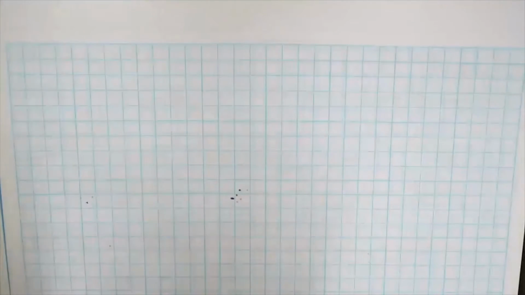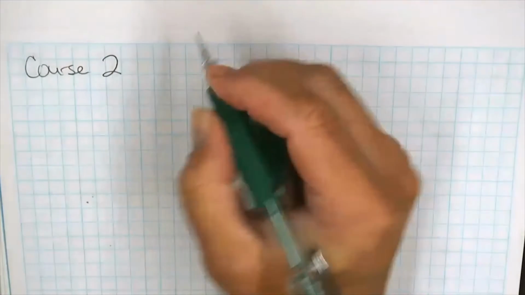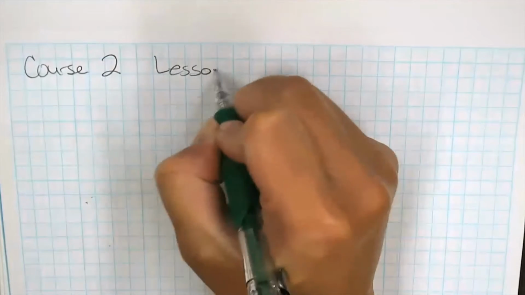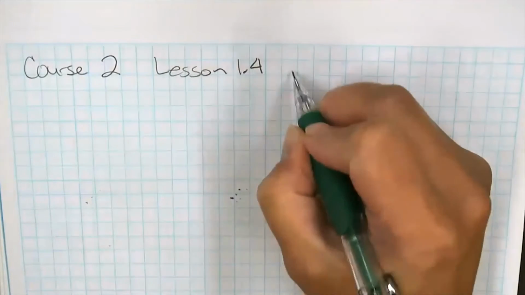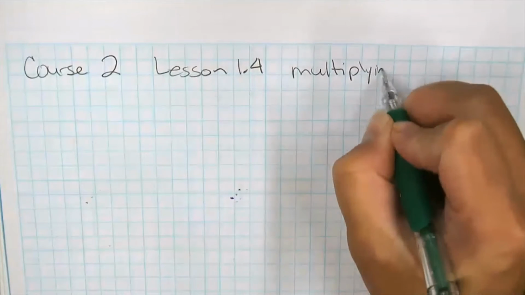Okay, we are working from the Course 2 textbook, and we are doing lesson 1.4, multiplying integers.